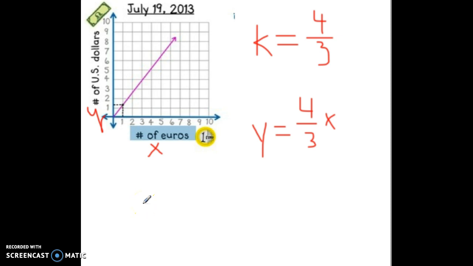So it's really easy to do. Find the constant of proportionality and just put it in the form y equals kx, where k is the constant.